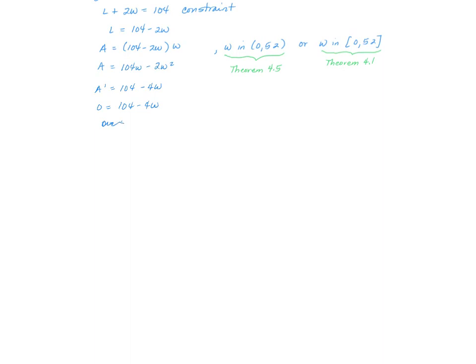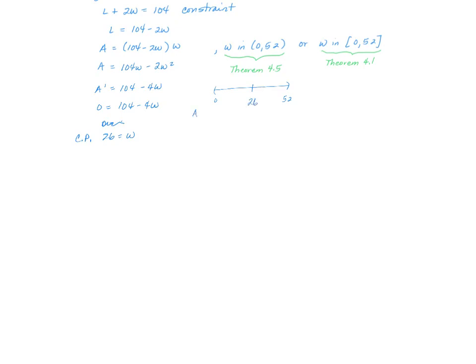Okay, so I know that's a critical point. I don't know if it gives me a maximum area. I have to use calculus for that. So let's go ahead and look at the open interval. So this is going to go from 0 to 52, and my critical point is 26.